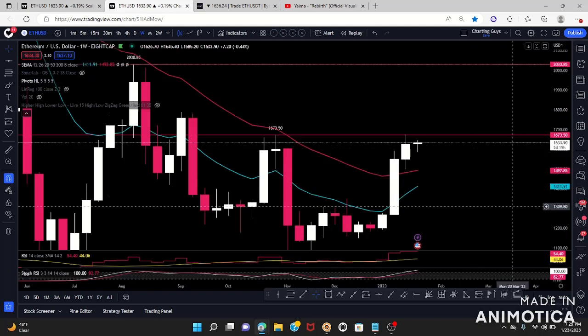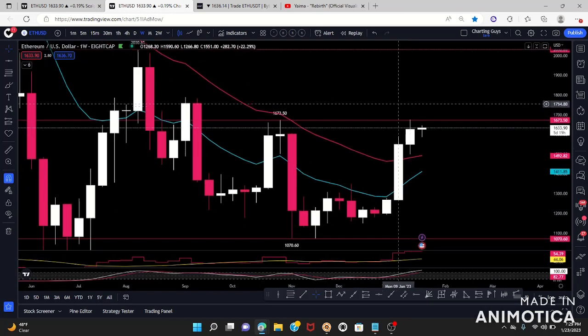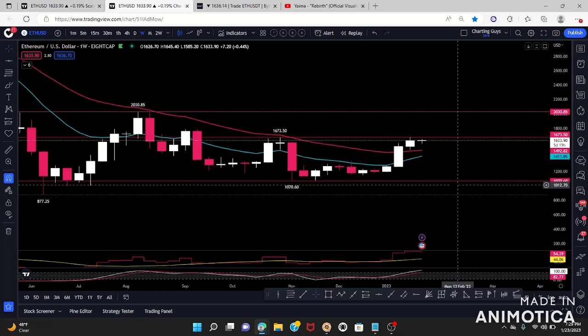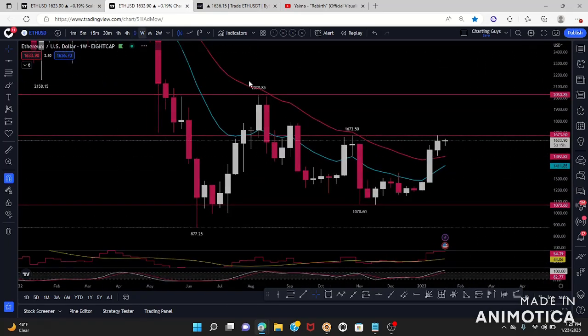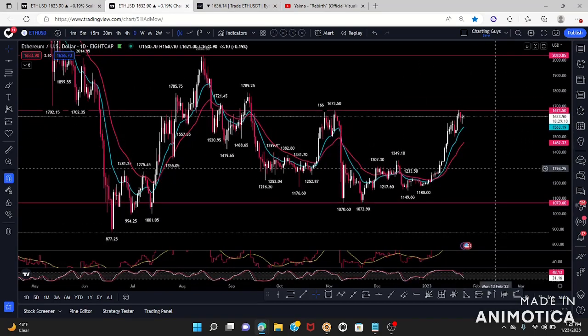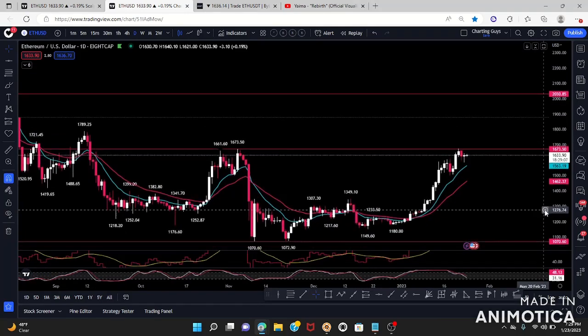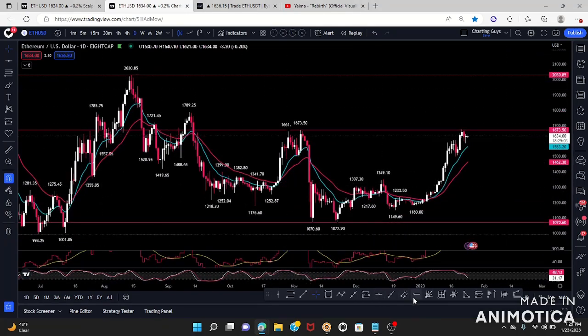The EMAs that I use are the 12 and the 26. 12 and 26, really important. So turn on your EMAs. Once you set your range within the weekly time frame, you can definitely go down to the daily. Within the daily time frame, you also want to set your highs and your lows, your daily trend. So let's begin setting our highs and lows.